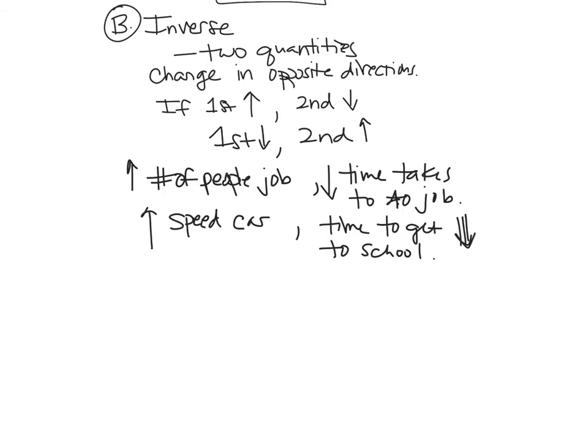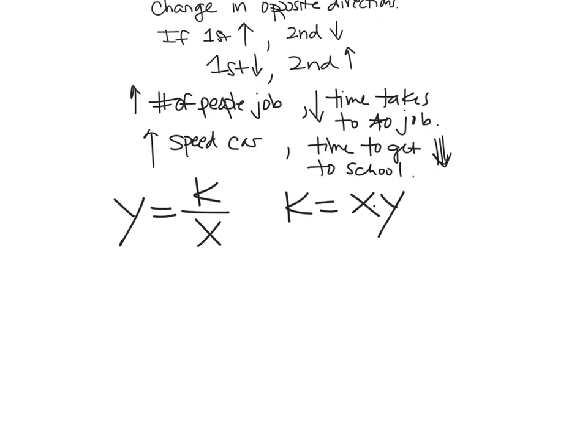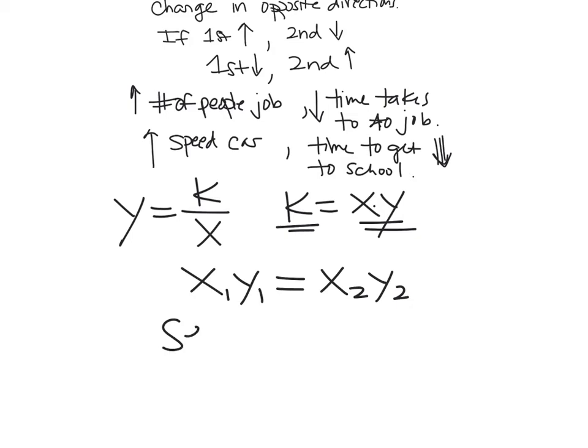Now, in order to solve these, y equals k, and they vary in opposite directions, so it's going to be k divided by x. And that k, that constant there, is equal to x times y. So all of the constants, k, are equal to the products of your quantities. And so what you want to do is set up x1 y1 equals x2 y2. You want to set up products equal to each other, not proportions.